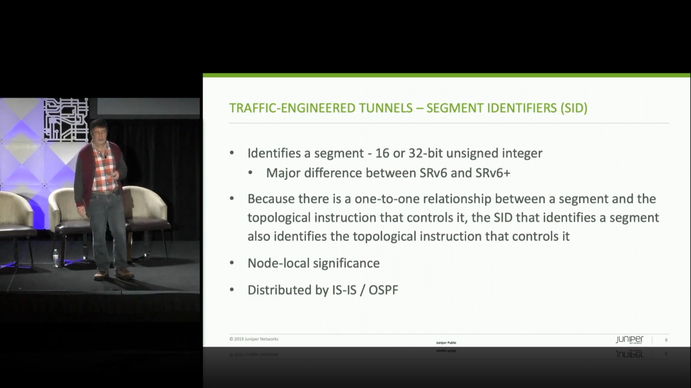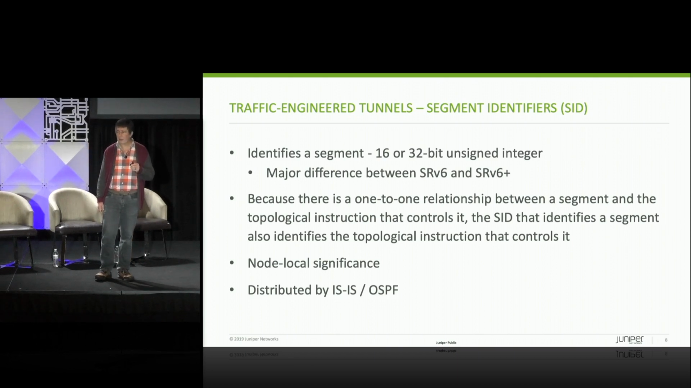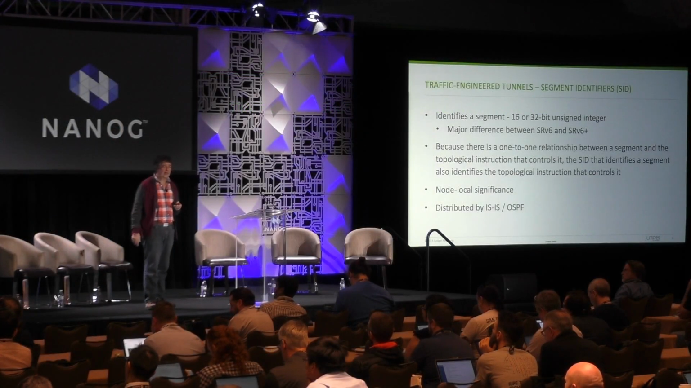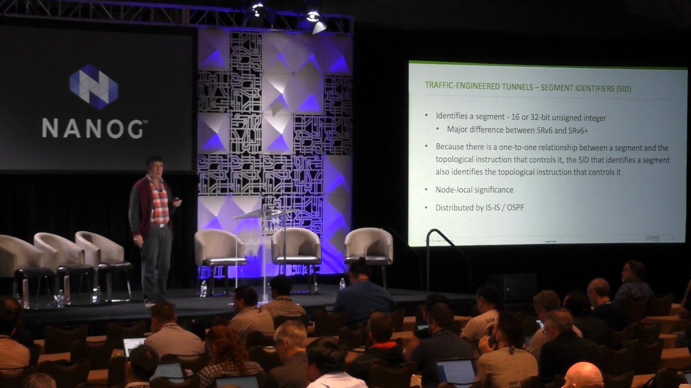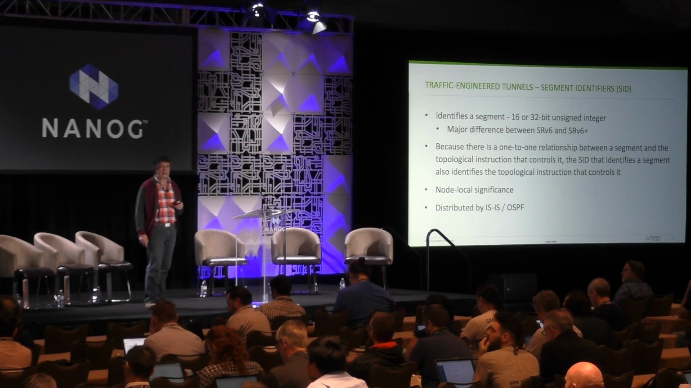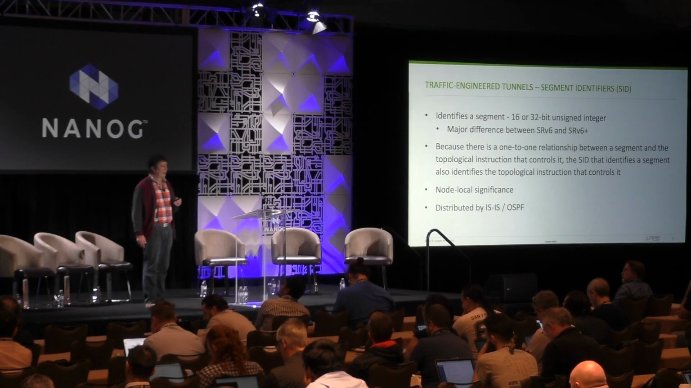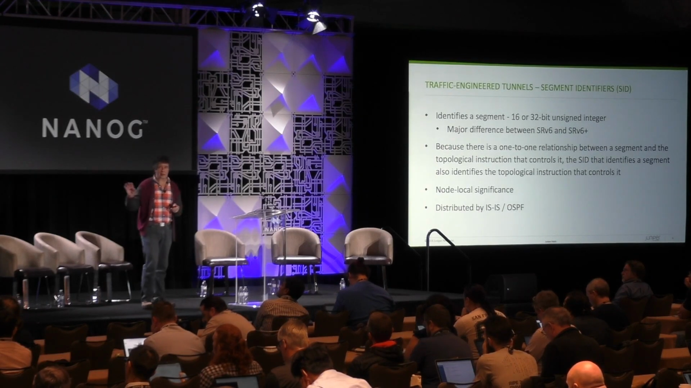Now, we have one more concept to deal with. Segments are identified by segment identifiers. A segment identifier is the thing that shows up in that routing header. In SRv6+, a segment identifier is a 16 or 32-bit unsigned integer. This is a major difference between SRv6 and SRv6+. In SRv6, a segment identifier is a 128-bit entity. It looks like an IPv6 address, but it's really not. It's different. We'll talk about the differences in a little while.